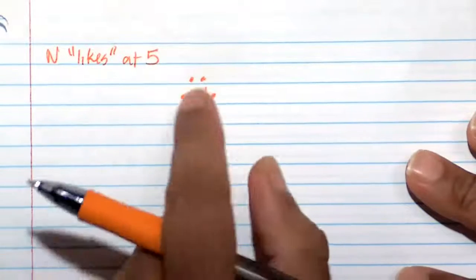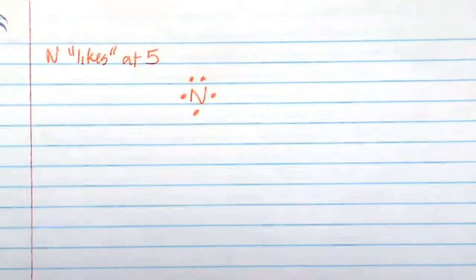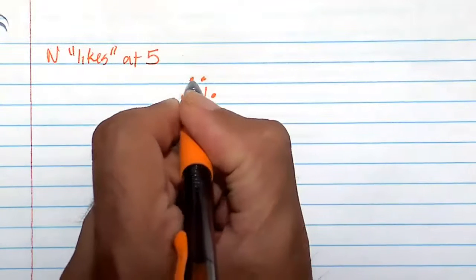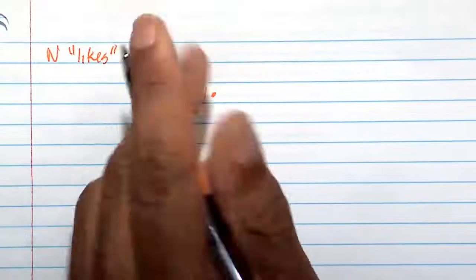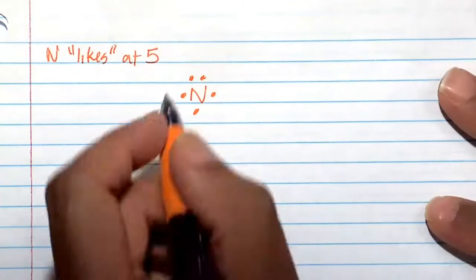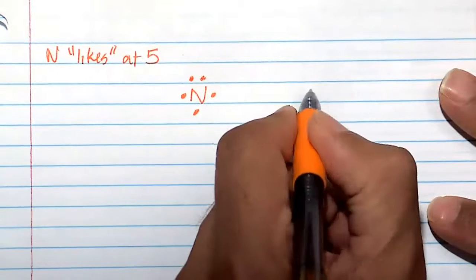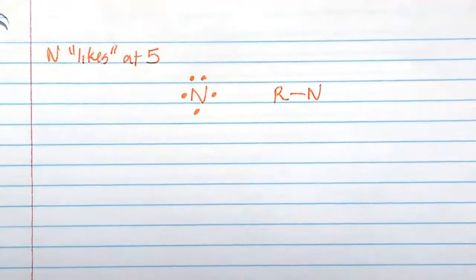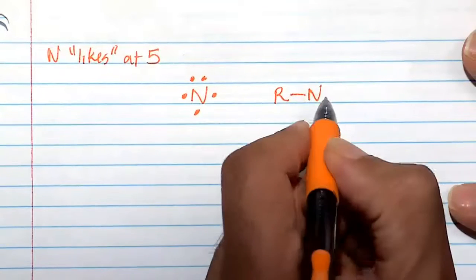So as an example, instead of putting these electrons as dots, they're ready to bond. Notice here we have what's called a lone pair of electrons that reside on the nitrogen atom. So this 1 electron is ready to form a bond, okay, with anything. I'll just call it R. So R could be any atom or a collection of atoms.